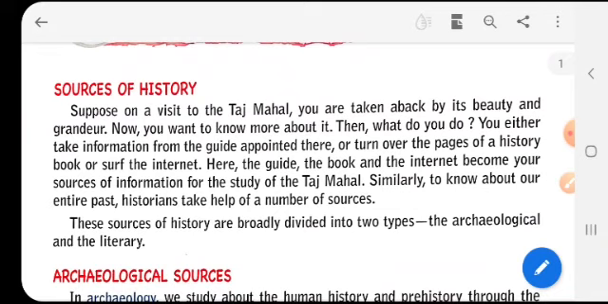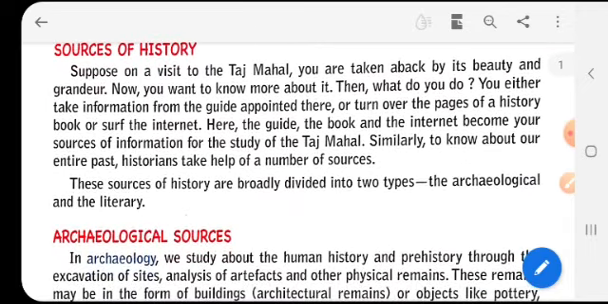Let's read what is written over here. Suppose on a visit to the Taj Mahal you were taken aback by its beauty and grandeur. So think that you have gone to Agra to visit the Taj Mahal, and you are very affected by the beauty and grandeur of that monument. Now you want to know more about it. You don't know who made it, when it was made, or why it was made. So you have all these questions in yourself, and you would surely love to quench your thirst of getting the answers to all the questions that you have in your mind.